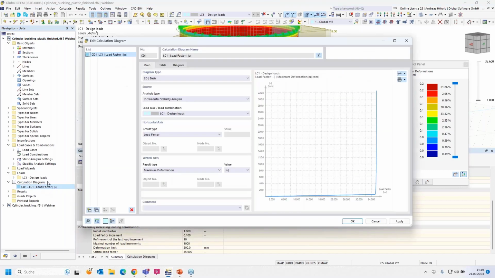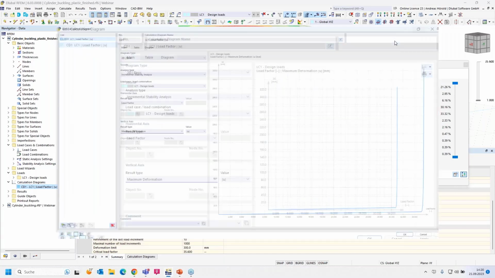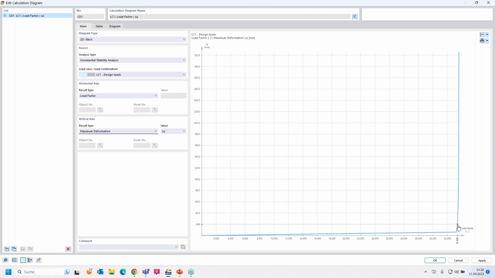We can double click on it. And then you need to select the incremental stability analysis. Then the result type should be the load factor for the horizontal axis, and for the vertical axis, we would like to use the maximum deformation. So I increase the window. And you can find the value 35.6 in that 3 here. Then that should be the point where the structure collapses.